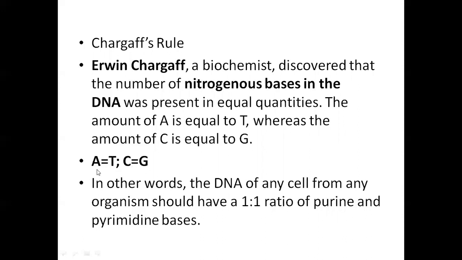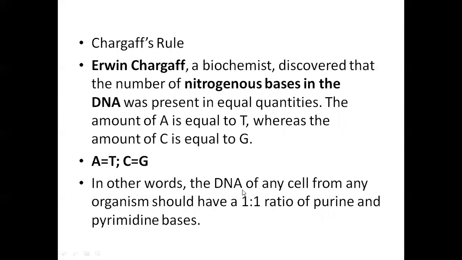Why? Because adenine always pairs with thymine by means of 2 hydrogen bonds. That's why always the percentage of A should be equal to the percentage of T. And cytosine pairs with guanine by means of 3 hydrogen bonds. Definitely, the percentage of cytosine should be equal to the percentage of guanine.